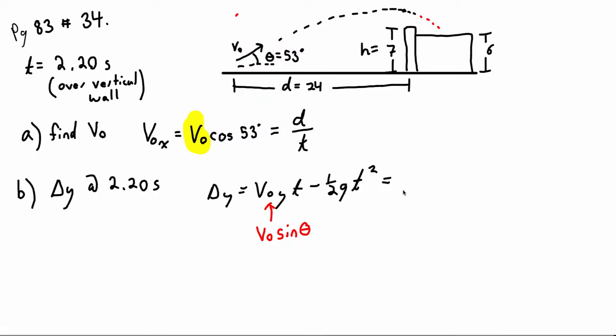When you get this answer, that answer is going to give you the total height, but you need to subtract 7 off of this. So your final height is your delta y minus your h, which will give you what it clears. So delta y minus h will give you the height above the wall. Okay, so not too bad here.